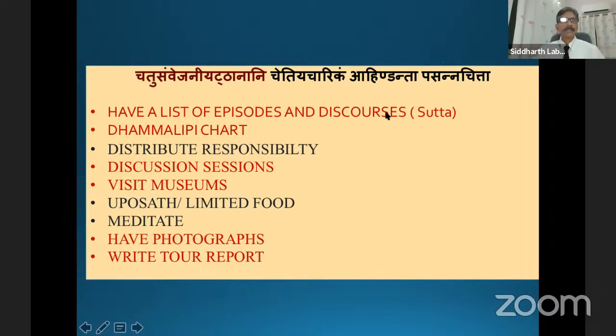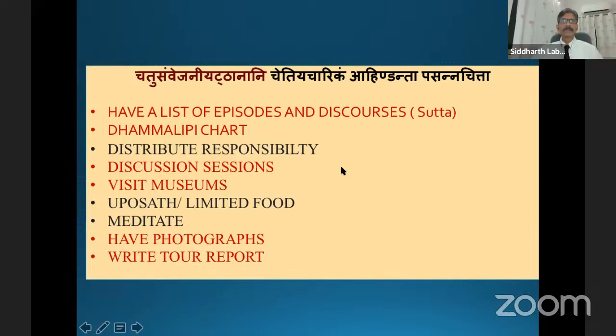Then you should have a Dhamma Lipi chart. You can read out the inscriptions, at least some of them. Such charts are available with Pali students, and you can also get them on the internet. Then distribute the responsibility. Suppose there are 10 people going for the Dhamma Yatra. You distribute the suttas and tell them, you explain this sutta, what is its significance, what are the teachings of the Buddha, and have discussion sessions there.